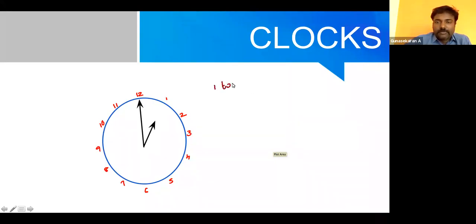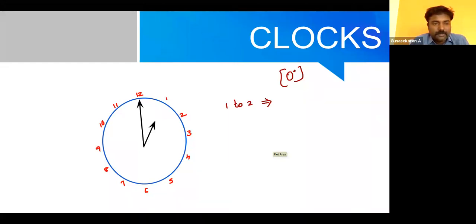Between 1 to 2, at what time will the 0 degree situation come? The angle between the minute hand and hour hand between 1 to 2. You don't need to say the exact time. Approximately, you do the rotation and tell me at what time the angle between the minute hand and hour hand is 0, between 1 to 2. Tell me the approximate time.